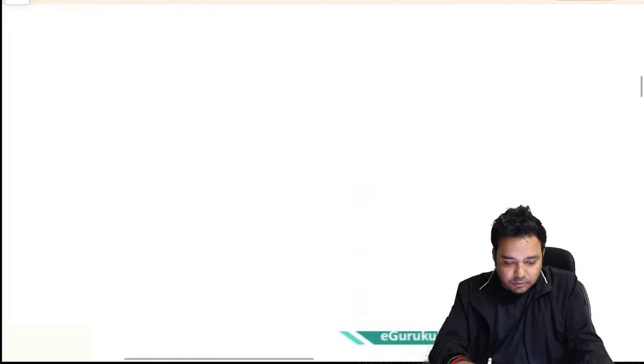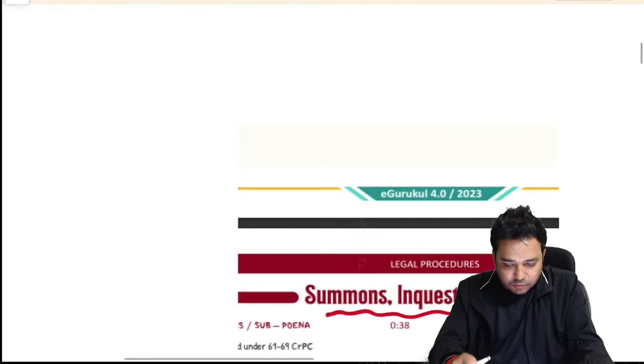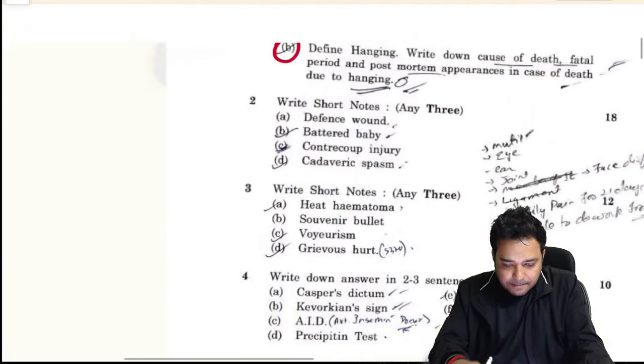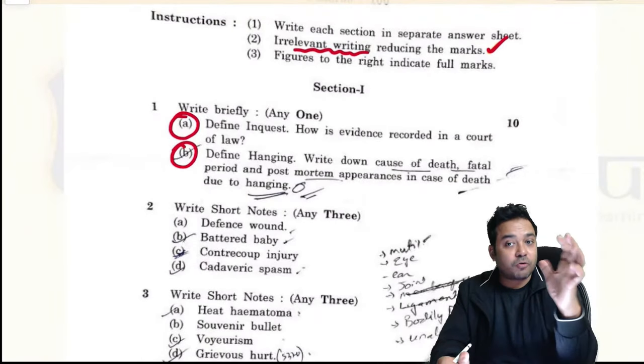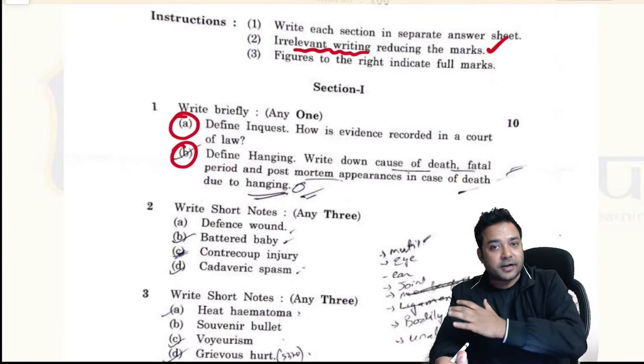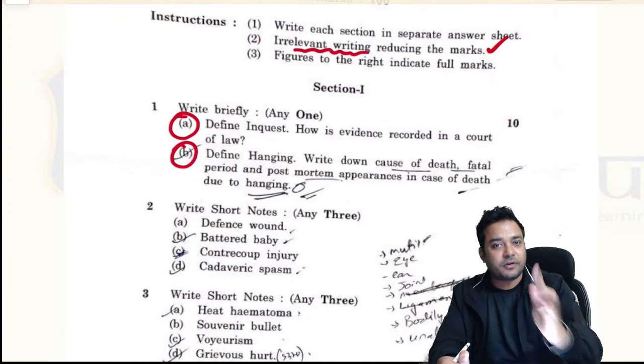So this is one of the questions now. Let us see another question. This was one of the long notes. Define inquest, how is evidence recorded in a court of law? So this is what we have to write in these two parts of one question.